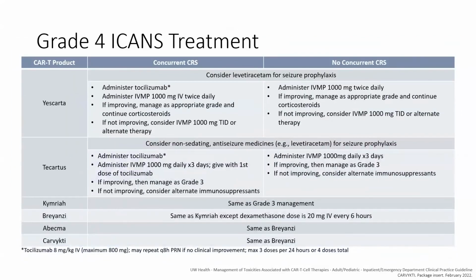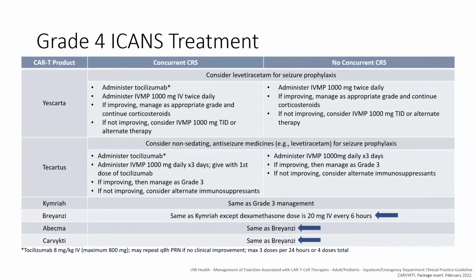In grade 4 ICANS, we are again increasing the steroid intensity. The recommended steroid doses would be IV methylpred 1 gram twice daily to 3 times daily. You'll see Breyanzi, Abecma, and Carvykti. The recommendation is to use dexamethasone 10 milligrams IV every 6 hours instead of IV methylpred.